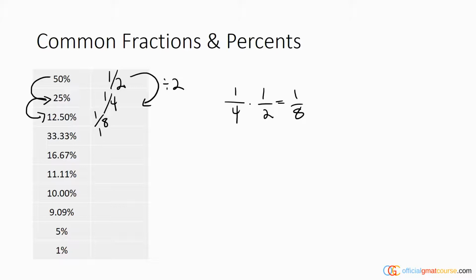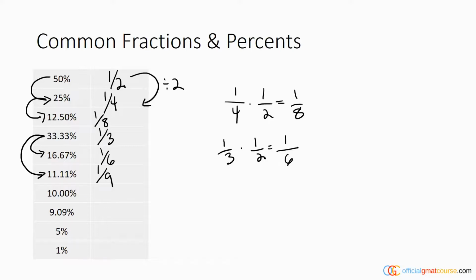33% is another common fraction that you should know. That's 1/3. And 16.67% is half of 1/3, which means it's 1/6. So anytime you do half of a number, you just multiply by 1/2. And when you multiply fractions, you multiply the tops, and separately you multiply the bottoms, which gives you 1/6. Now, 11.11% is 1/3 of 33.33%, and that is equal to 1/9.